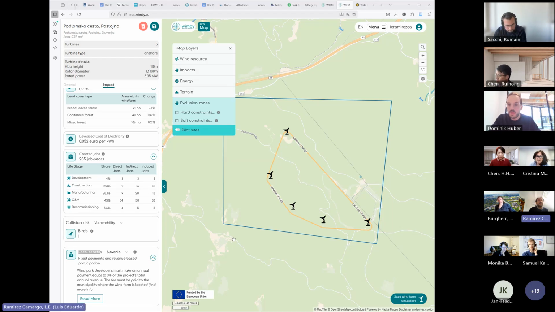Okay, no more questions. Samuel Kynes, please go ahead. Hi, Samuel from Technical University of Munich. Thanks, very impressive tool, really cool. One quick question: is the objective of the optimization here energy production? And are there also other objectives available, for example, minimizing carbon footprint or costs?